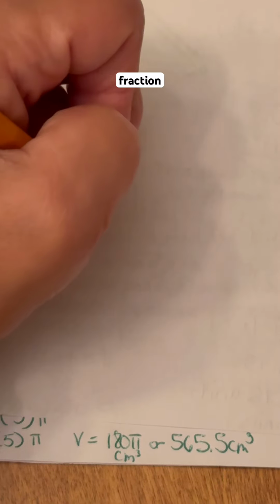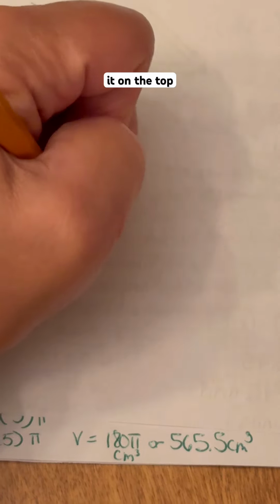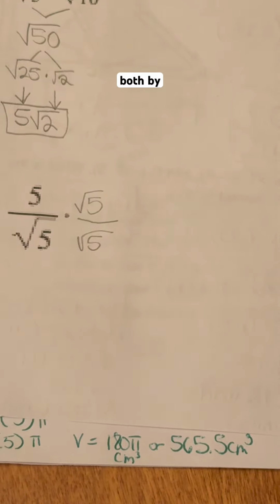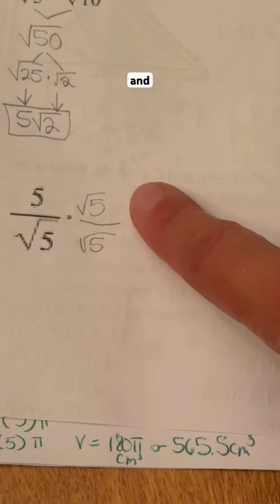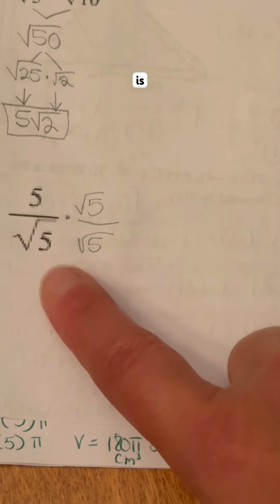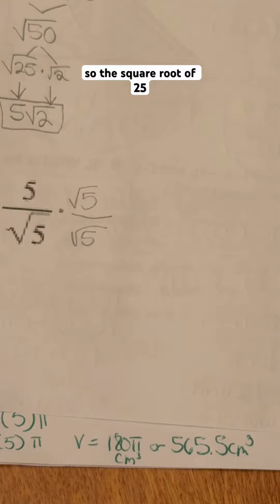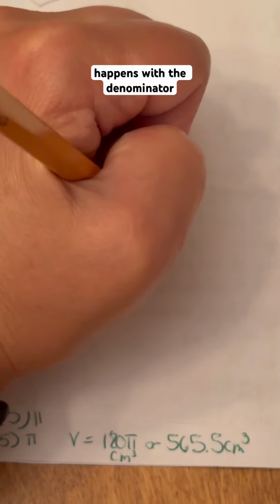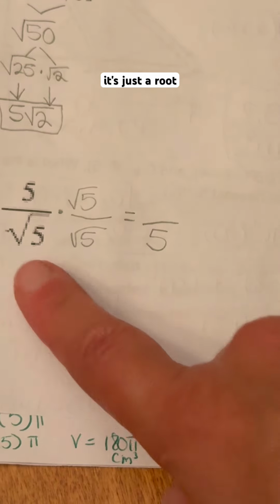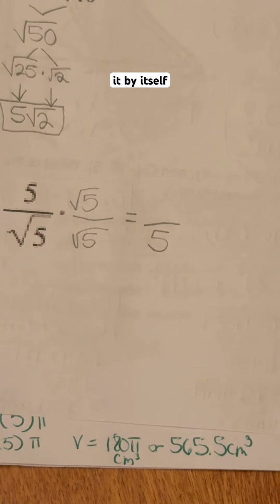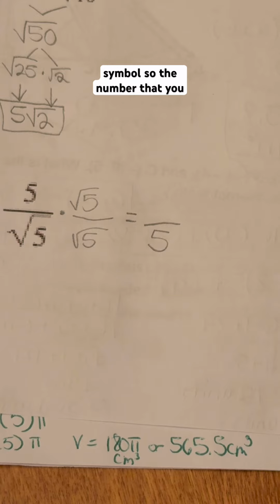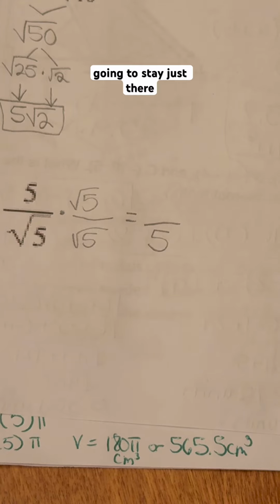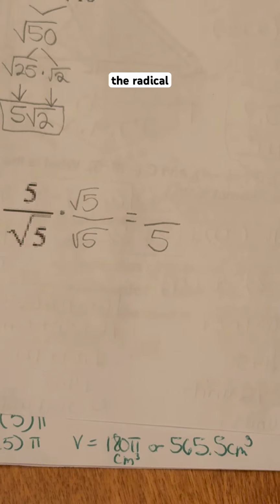And just like a regular fraction, if you do it on the bottom here, you're going to do it on the top. So we're going to multiply both numerator and denominator, both by the square root of 5. And what's going to happen here is 5 times 5 is 25. So the square root of 25 is just simply 5. So what happens with the denominator when you do this, if it's just a root and you're multiplying it by itself, it's just going to eliminate the root symbol. So the number that you see, the radicand, which is underneath the radical symbol, is going to stay just there, just without the radical symbol.